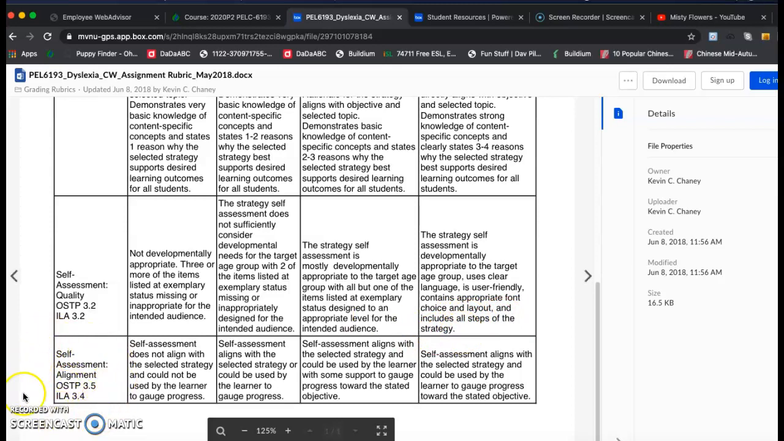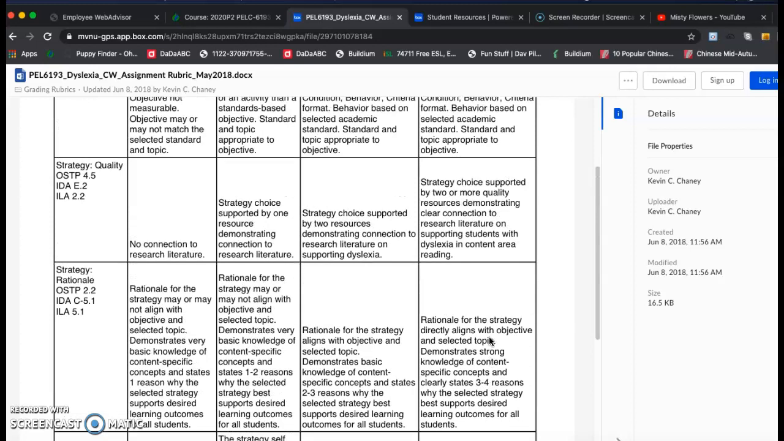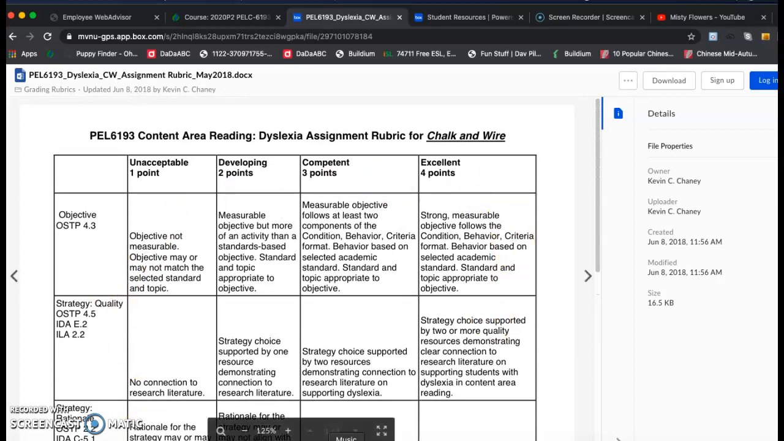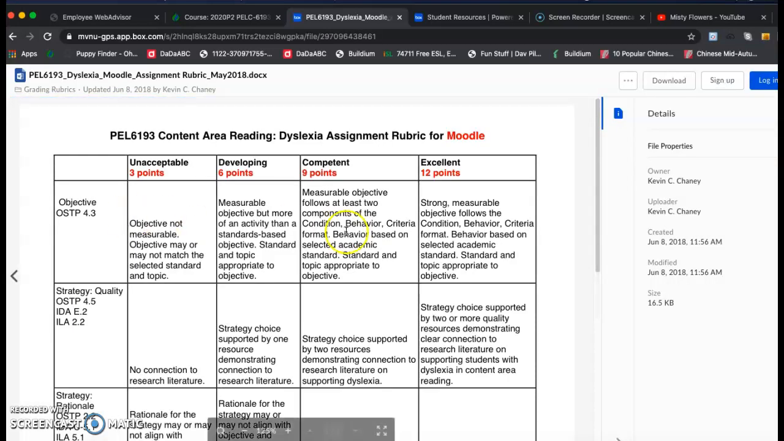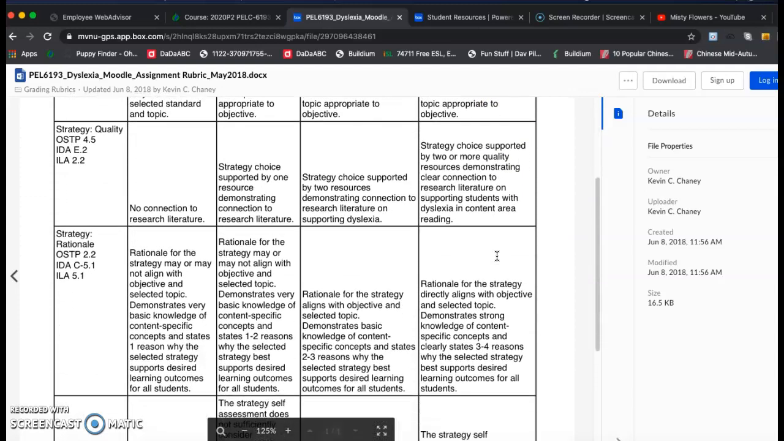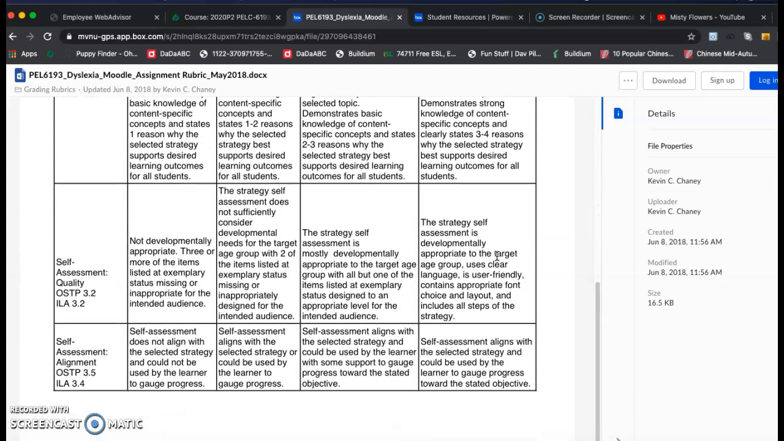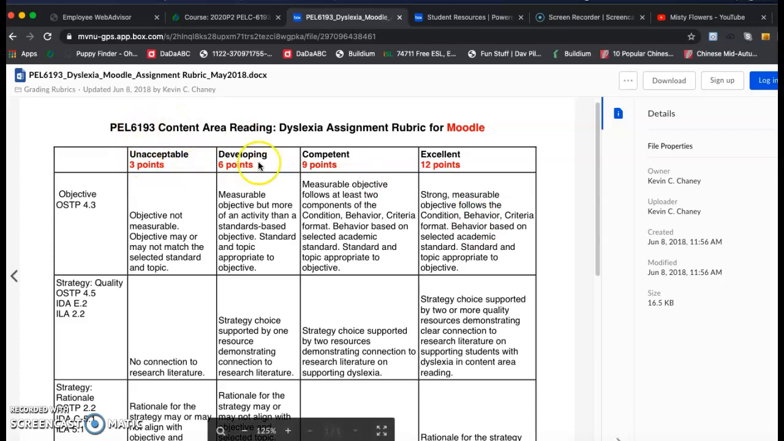Self-assessment alignment. Does the self-assessment for the student align with the selected strategy and could be used by the learner to gauge progress toward the stated objective? So before you submit anything, use this rubric to assess yourself on your lesson plan. Again, the Moodle rubric and the chalk and wire rubric are exactly alike. The only difference is the point values.